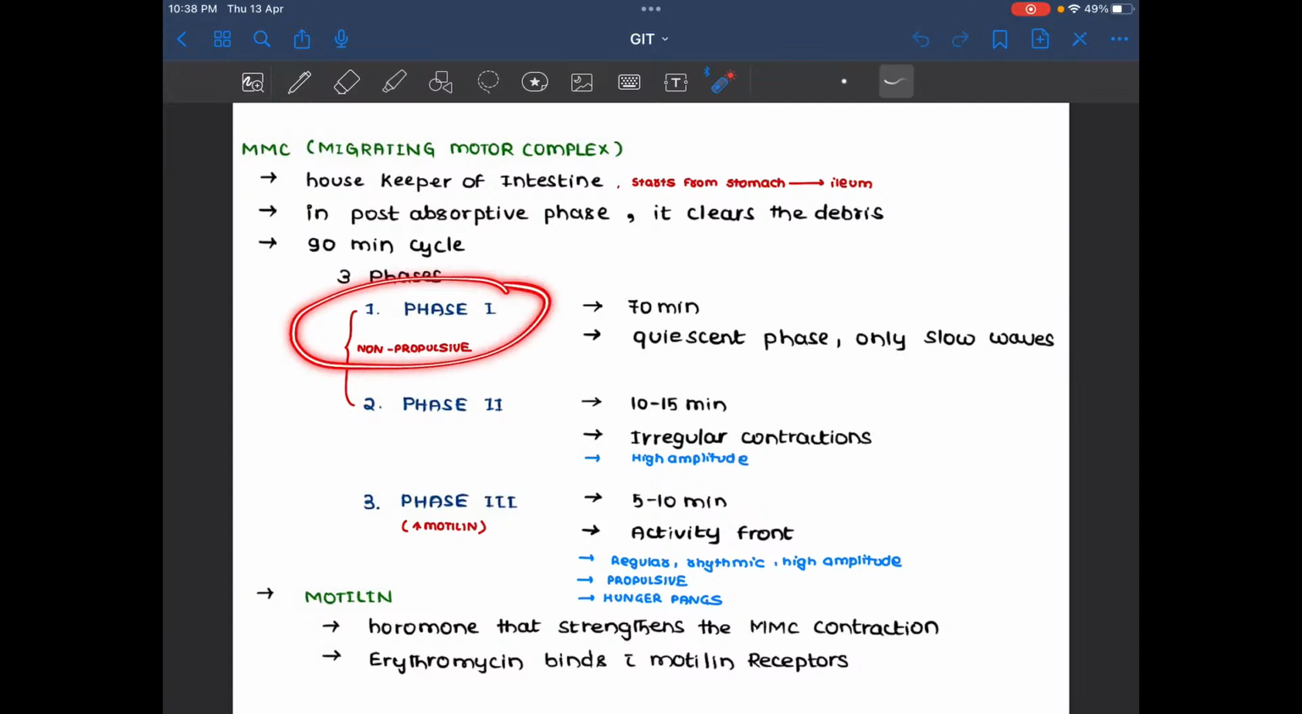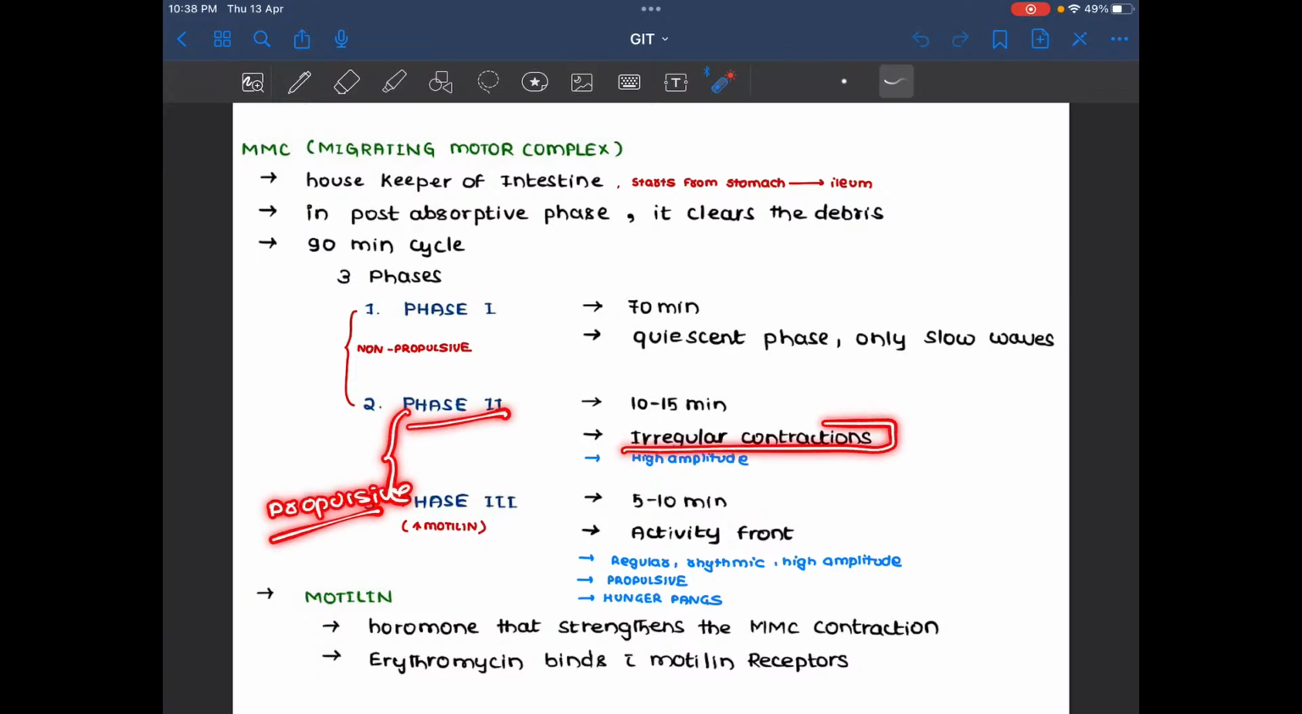The first phase of migratory motor complex is non-propulsive. मतलब इस phase में nothing is going to be propelled out. ठीक है? So it's like a quiescent phase. So only slow waves are generated over here. We're going to see the diagram very soon. The phase 2 and phase 3, these guys are going to be propulsive. फर्क कितना है? Then phase 2 में that they're irregular contractions, and phase 3 में they're regular rhythmic high amplitude contractions.